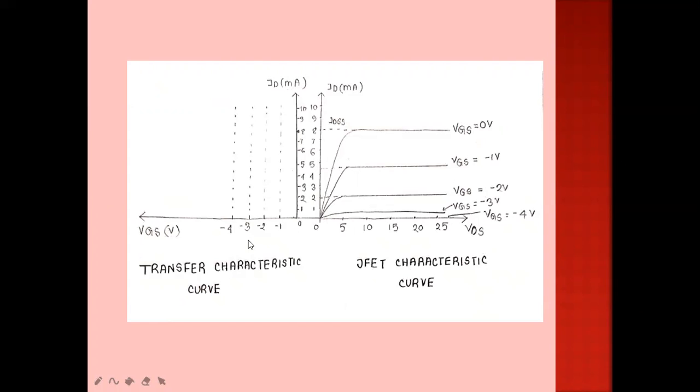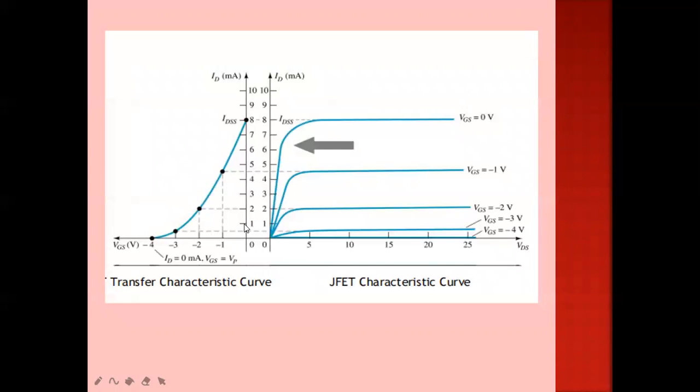So to get the transfer characteristics curve, at first we have to put the values of VGS on the x-axis. Then draw some vertical lines at the values of VGS. After that, we have to find the value of ID for different values of VGS. So for VGS equals 0 volt, the ID is about 8 milliampere. So just put a point for VGS equals 0 volt on this axis.